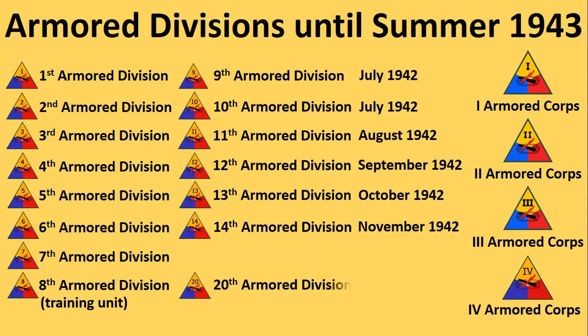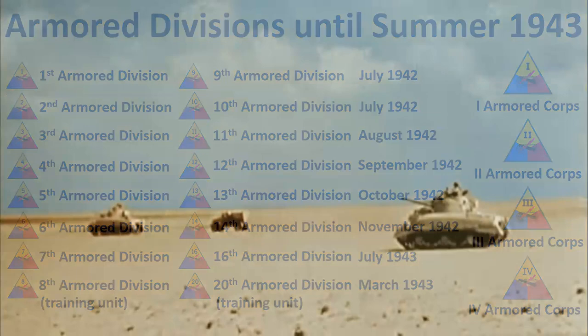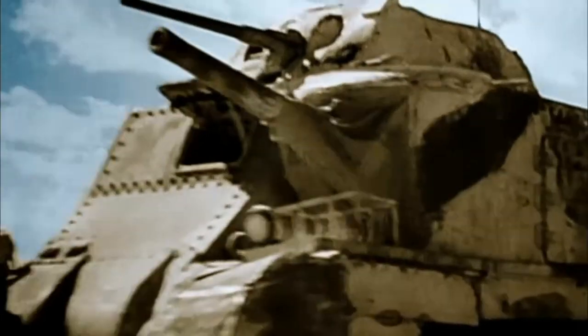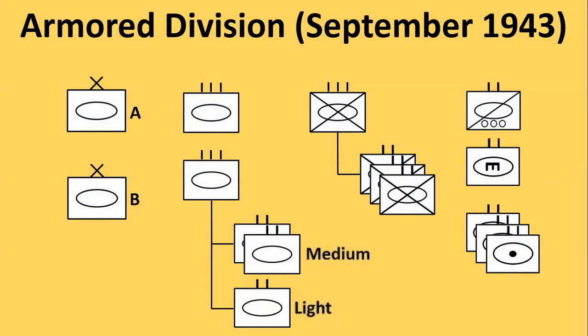In the beginning of 1943, the training was transferred to the 20th Armored Division, which led to the creation of the 16th Armored Division. This meant that in 1 year, the number of armored divisions and armored corps doubled. Despite the success of the expansion of the armored force, the first confrontation between the American 1st Armored Division and the German tank forces in Tunisia led to heavy losses, in which the division lost more than half of its tanks.